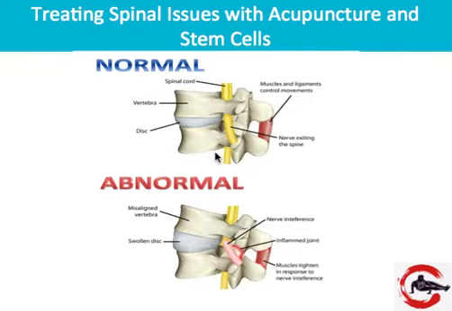Arguably, the most complex area of the body to inject into is the spine. And if you look at the anatomy, it will help you so much. You can see here where we've got a normal spine, you've got the vertebrae, the discs, the spinal cord. The spinal cord is very protected.